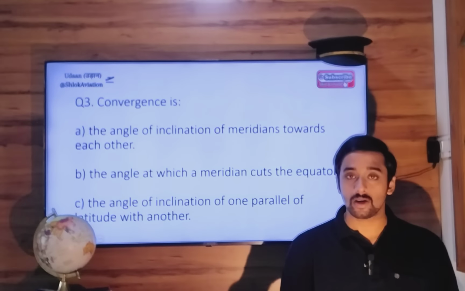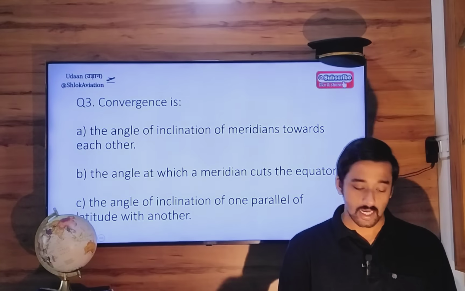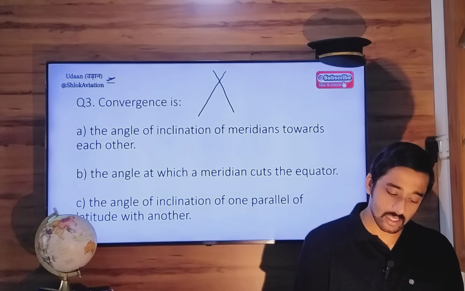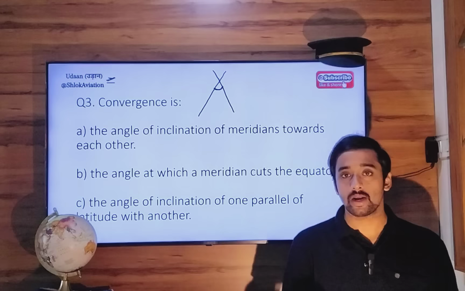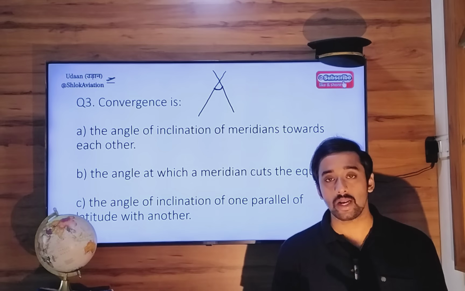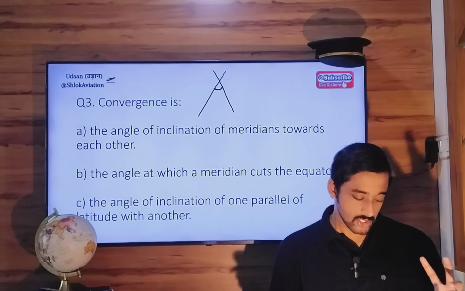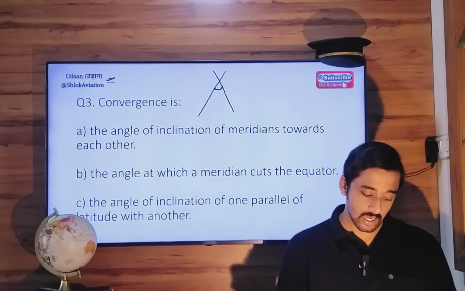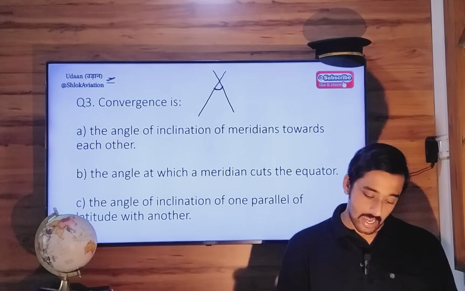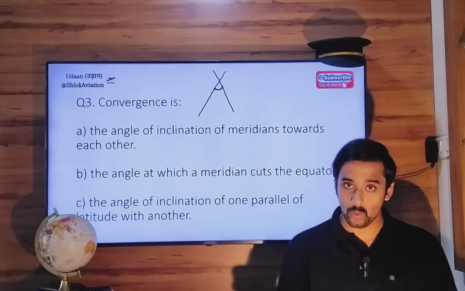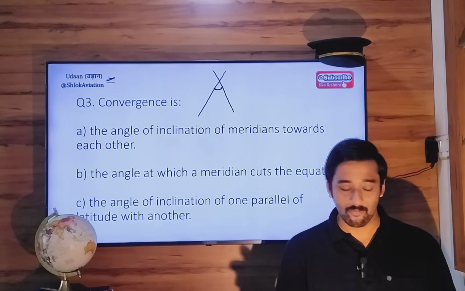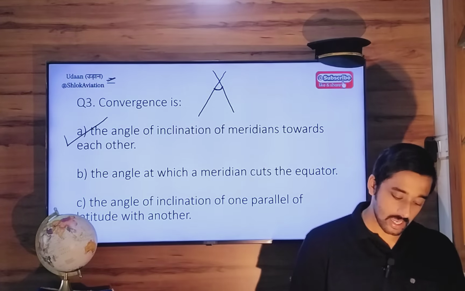Question 3. The definition of convergence or convergency. It is the angle between two meridians, longitudes like this. Or it is the angle or the difference between two great circle tracks. So there are two definitions. It is the angle of inclination of meridians towards each other, the angle at which a meridian cuts the equator, not the angle of inclination of one latitude with another. So the correct answer is option A.